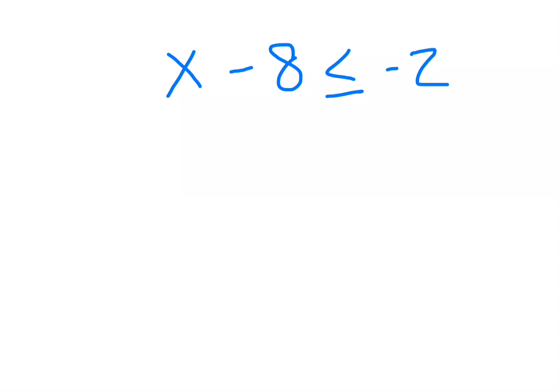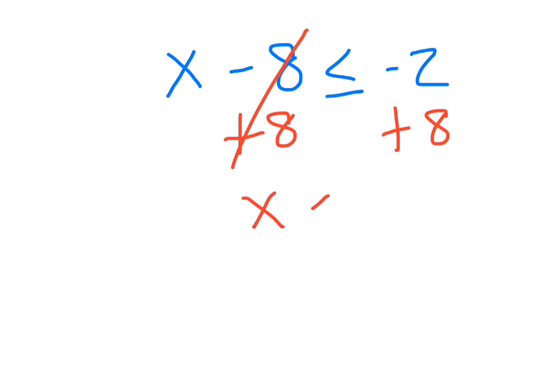Our next example, x minus 8 is less than or equal to minus 2. Once again, we want our x by itself, so I've got to do the opposite of the 8. That's negative 8. The opposite of negative 8 would be plus 8. That cancels that out. I've got to do to one side what I do to the other. So if I did plus 8 over here, I've got to do plus 8 over there. So that leaves me with x is less than or equal to, and negative 2 plus 8 is positive 6.